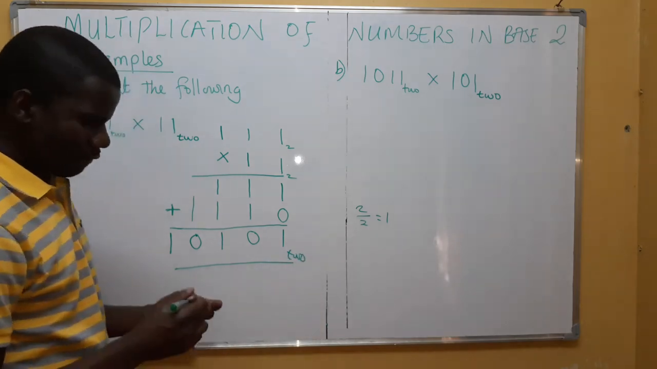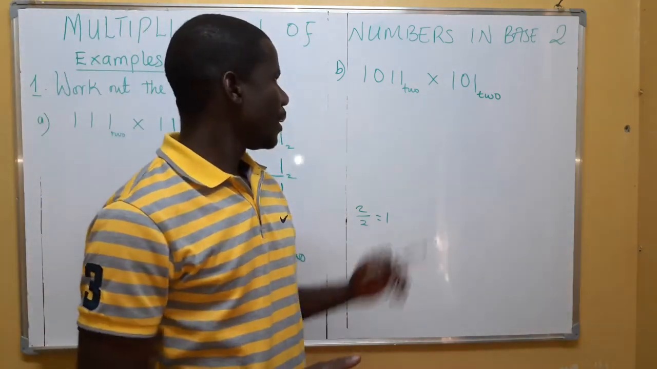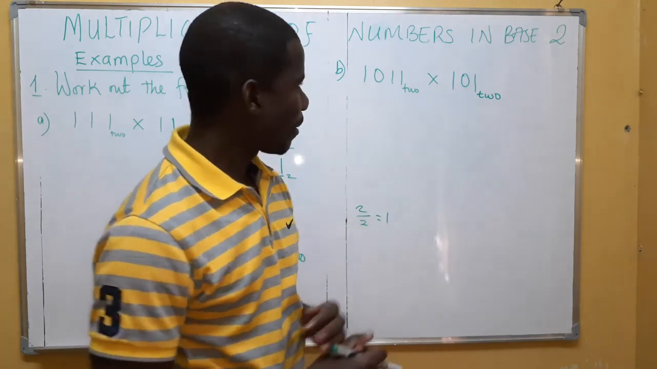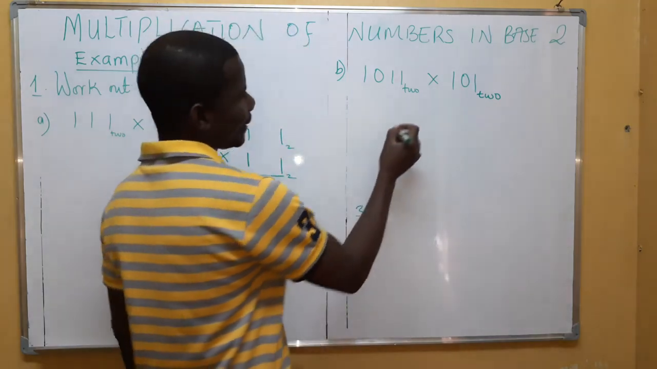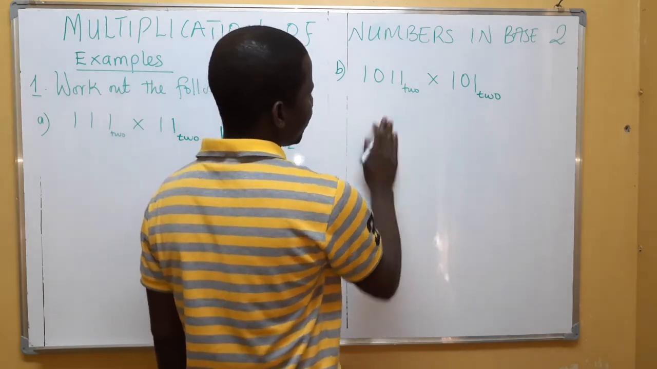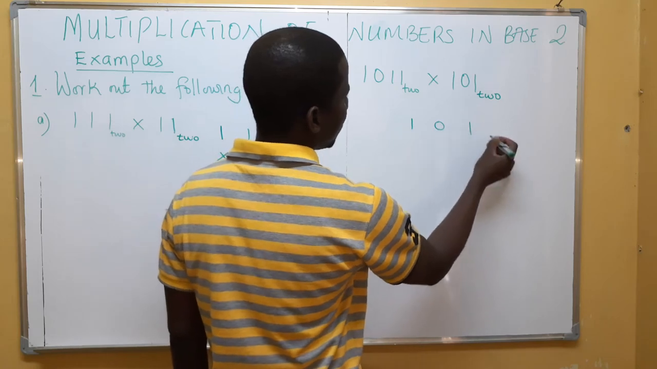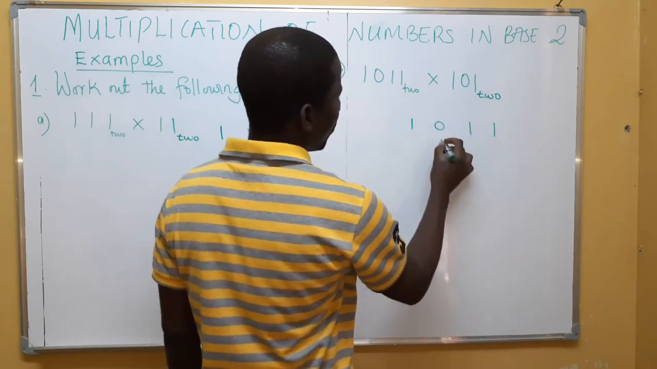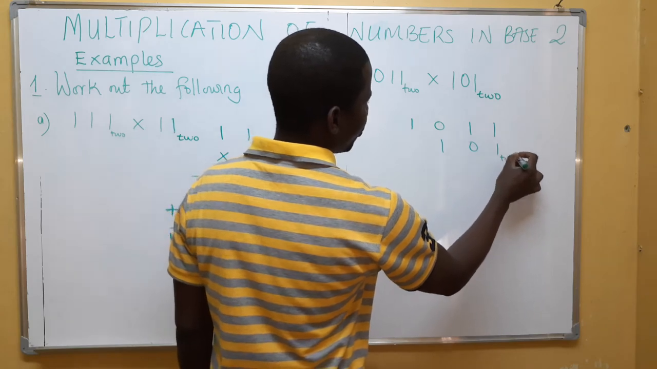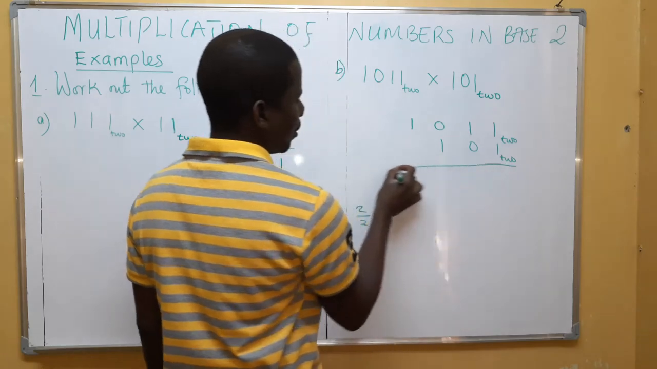You'll get 3 marks for doing this in the final exam. Are we together? Let me take you to the second one. I hope you are paying attention. So we have 10111 multiplied by 101. This is in base 2. Also, this one is in base 2. All right.